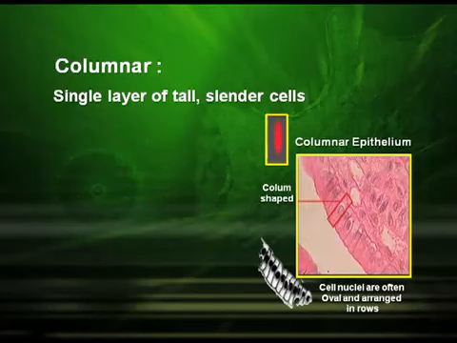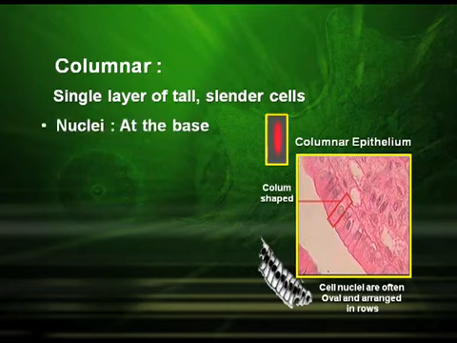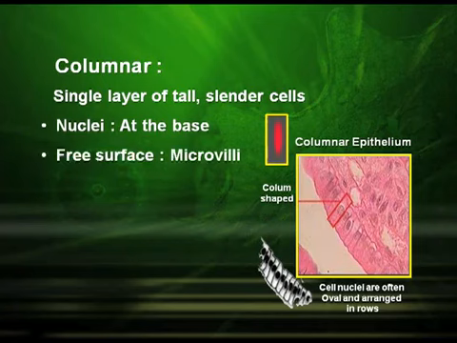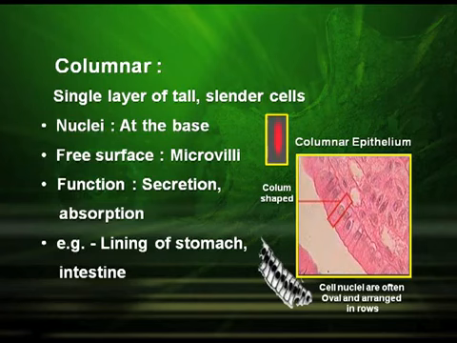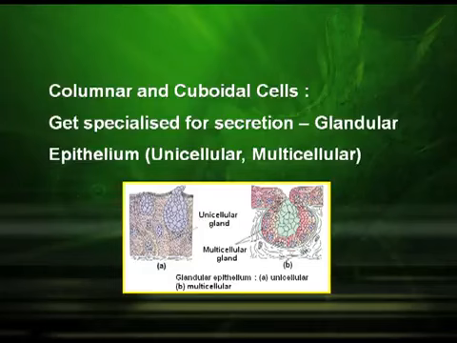Columnar epithelial tissue is made up of a single layer of slender cells. The nuclei are found at the base and the free surface has structures called microvilli. From the name you can make out that these are columnar in shape and their function is secretion and absorption. They are found in the lining of stomach and intestine. The columnar and cuboidal cells get specialized and act as glandular epithelium. They may be unicellular as well as multicellular.